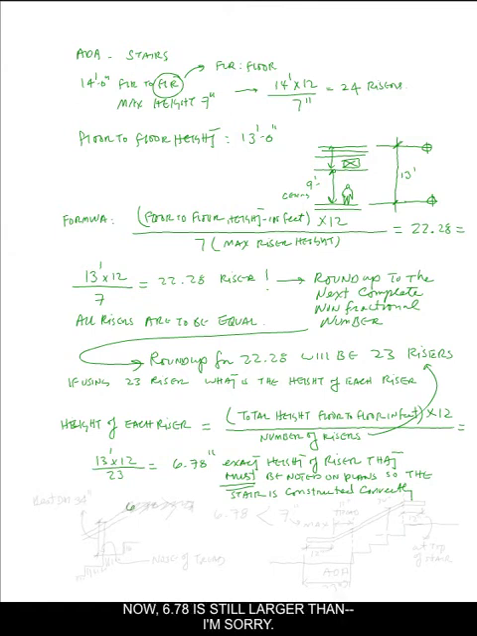Now, 6.78 is still larger than 7. I'm sorry, that was not a right thing. Sometimes happens. So 6.78 is still smaller than 7 inch. So as long as your maximum is 7, you are at 6.78, so you are okay. And that is the way you calculate your stairs.